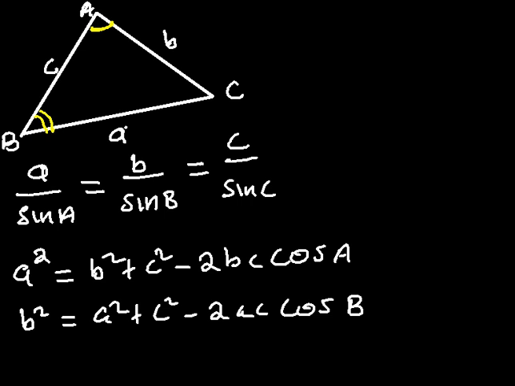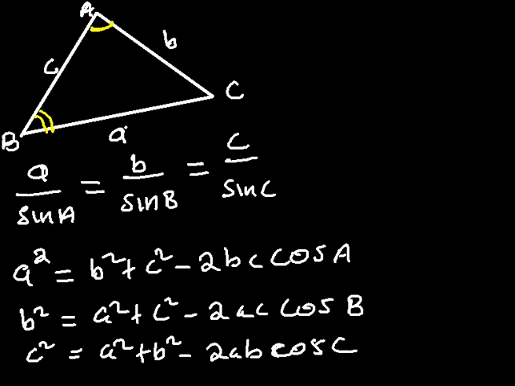And in the same case, if we have an interest in the side C, it means we'll have C squared, which is equal to the other sides, A squared plus B squared minus 2AB times the cos of angle C. So this is what equates as the cosine law, as you can see.